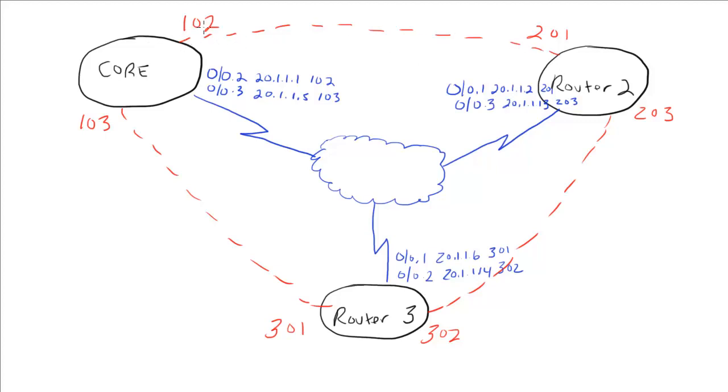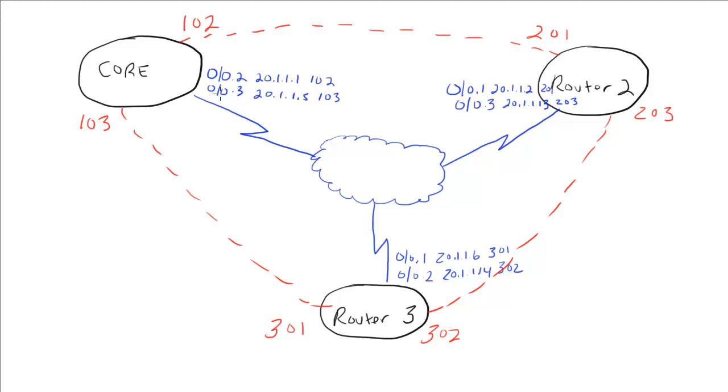Core sees it as 102, router 2 sees it as 201, and notice that both of these sub-interfaces are in the same subnet. When we get into the configuration, you'll see that we're using a subnet mask of 255.255.255.252, which is a /30, and that's exactly what we need for a point-to-point PVC like this. Since this is a /30, we only have two hosts, and that's all we need. So our network is 20.1.1.0. Our first host is 20.1.1.1. Our second host is 20.1.1.2. Our broadcast is 20.1.1.3.